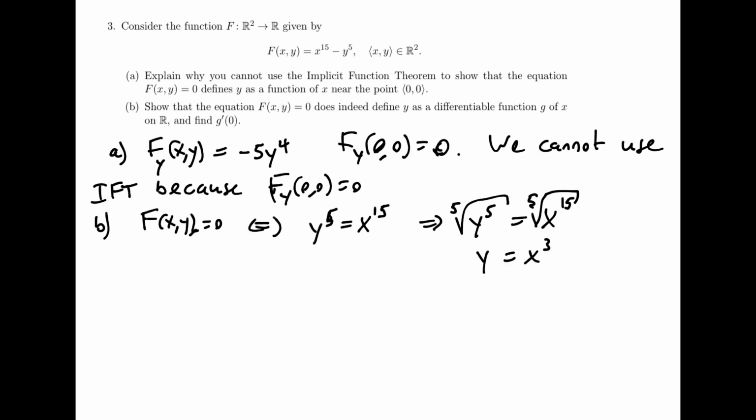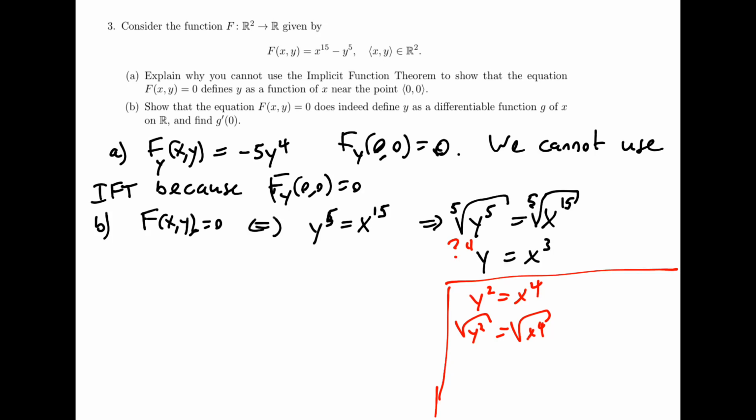Okay, so here I should make a comment in red. Why is this equation true? Let's say we start with the equation y squared is equal to x to the fourth. Again, we can take the square root on both sides. So instead of the fifth root, we take the square root. But now the square root of y squared is not equal to y, but the absolute value of y. And the square root of x to the fourth is the absolute value of x squared, but that's the same as x squared, because it's always positive.